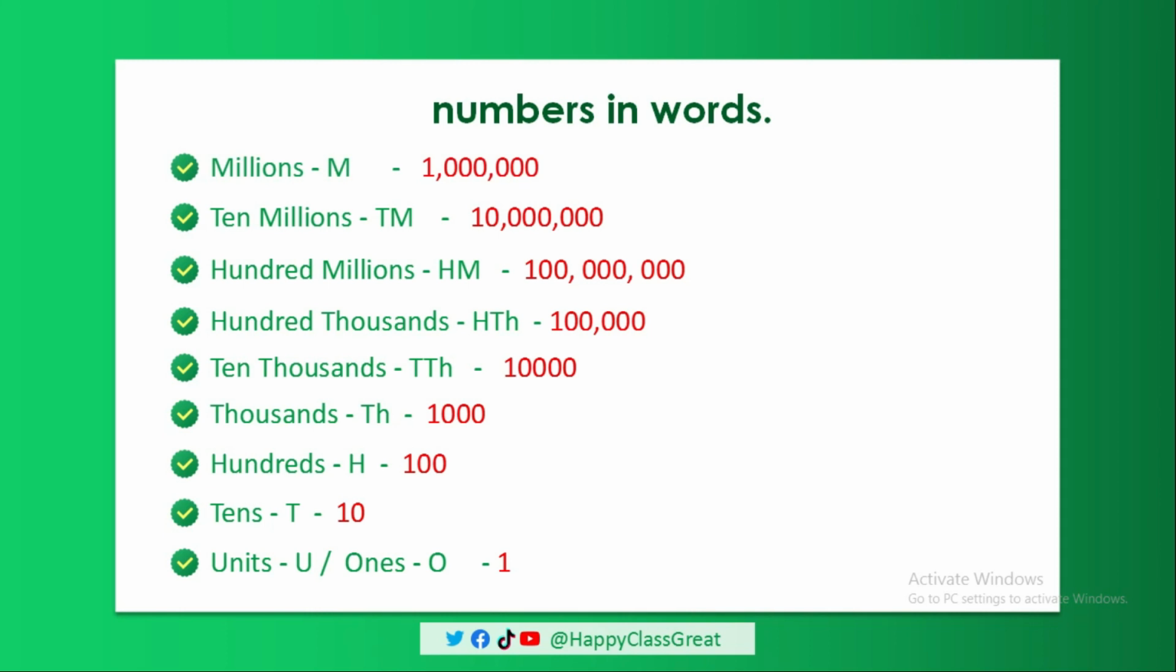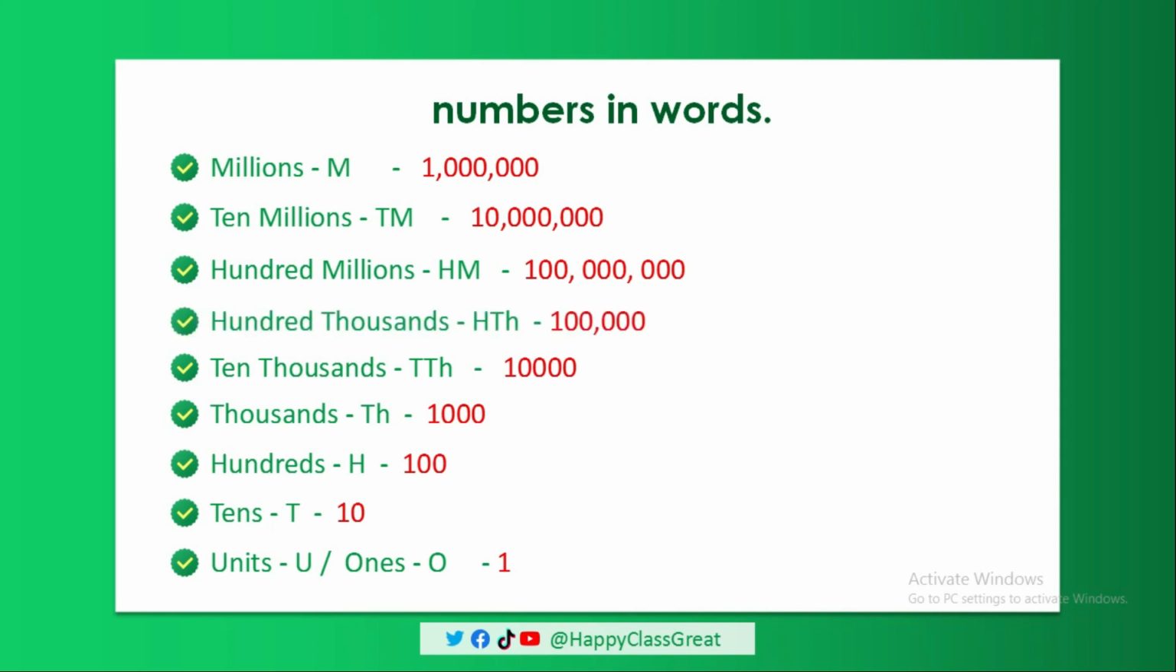It's usually represented with capital letter M, and that's the symbol for 1 million. We have 10 million, which is usually represented by capital letter T and capital letter M, which is TM. We have 100 million, which is represented by HM. All these are the units we are going to use when we are dealing with the place value chart, which I will show you in a moment.